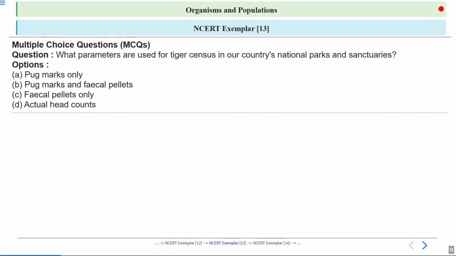The next question: what parameters are used for tiger census in a country's national parks and sanctuaries? What are the options? Option A is pug marks only. Option B, pug marks and fecal pellets. Option C, fecal pellets only. And option D, actual head count. What will be the correct answer? This question basically tests your understanding of population estimation techniques in ecology.